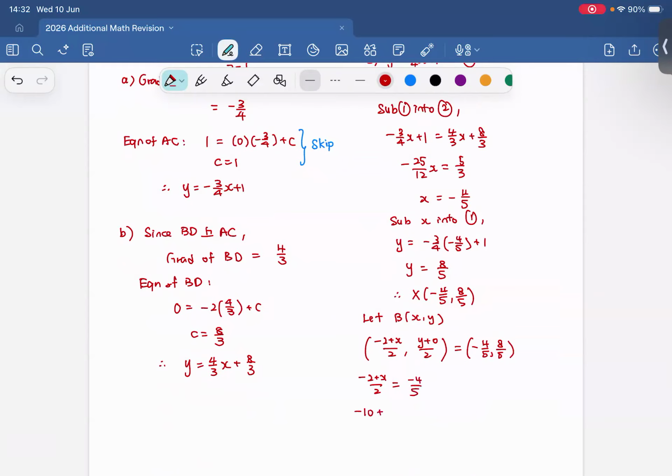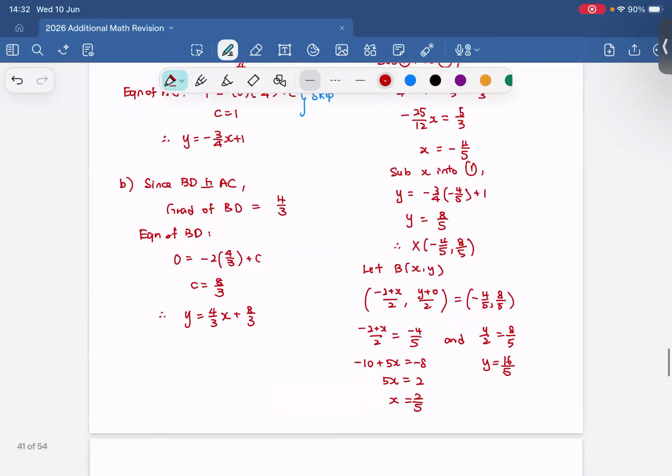Negative 10 plus 5x equals to 2. x equals to 2/5. And y/2 equals to 8/5. y is just equals to 16/5. So our coordinate of B will be (2/5, 16/5).